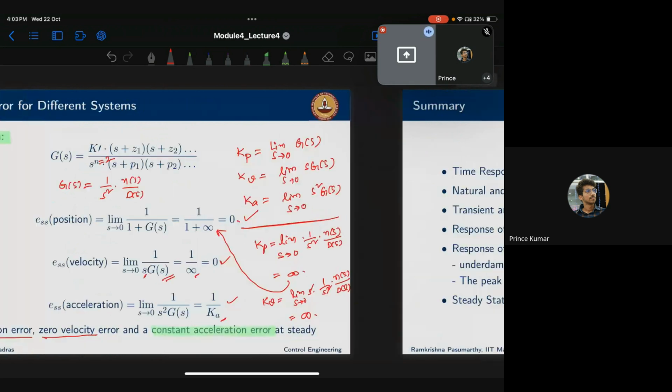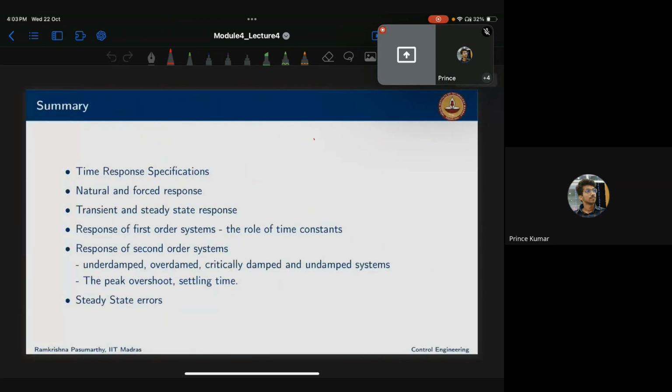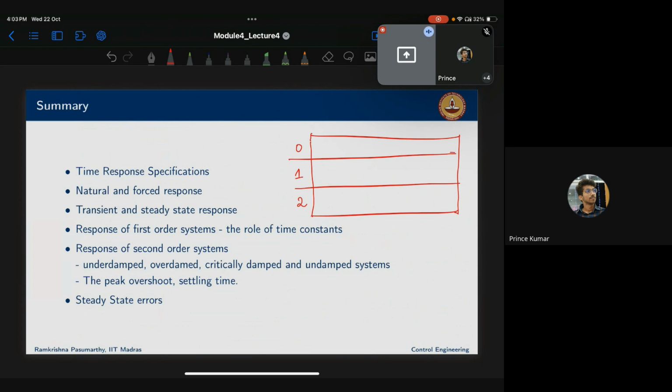In fact, you can write down a summary also. So how does that summary look like? Summary table you can write. What is the order of the system? 0, 1, 2. Then Kp, Kv, Ka. You can write down these values, so you can easily remember.